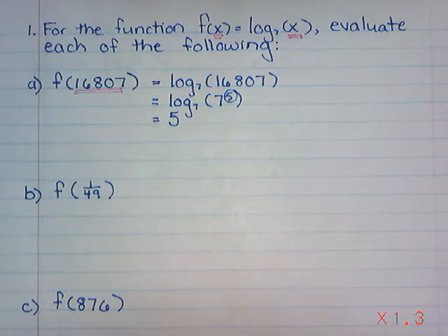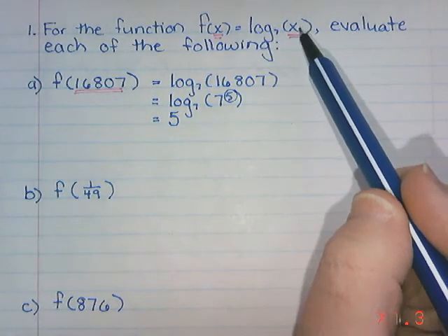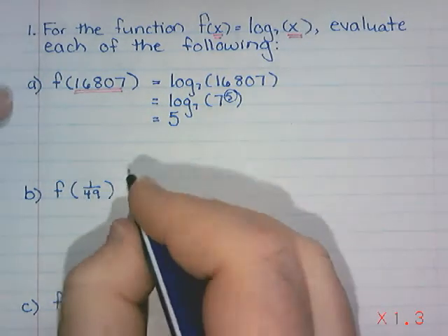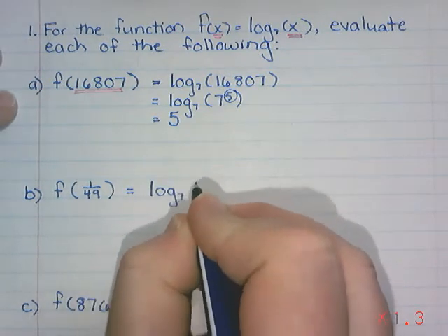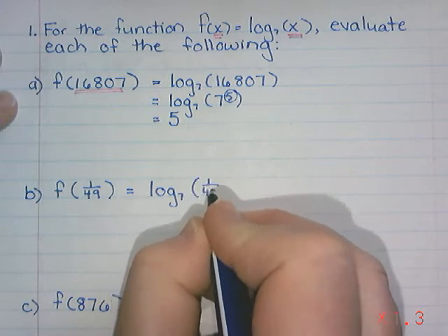Our second question says f at 1 over 49. Same thing as last time. We are doing log base 7 of x, and in place of x, we are putting 1 over 49. So this is going to become log base 7 of 1 over 49.